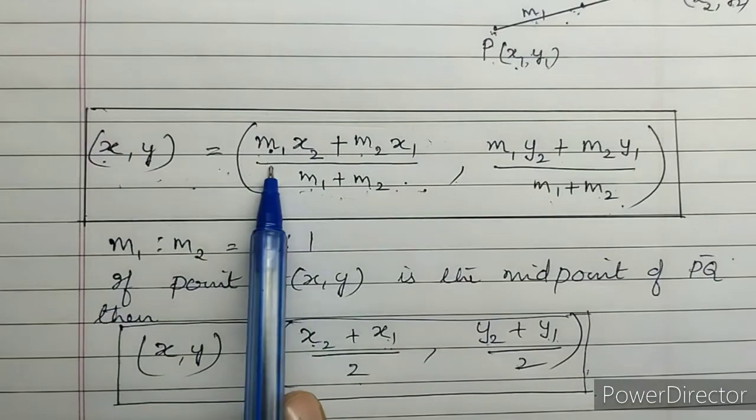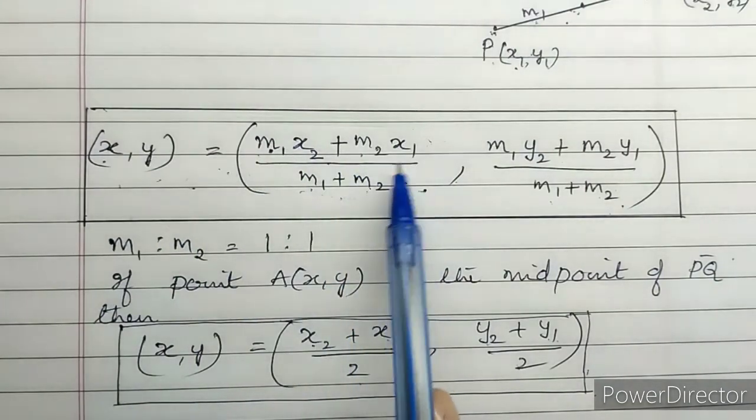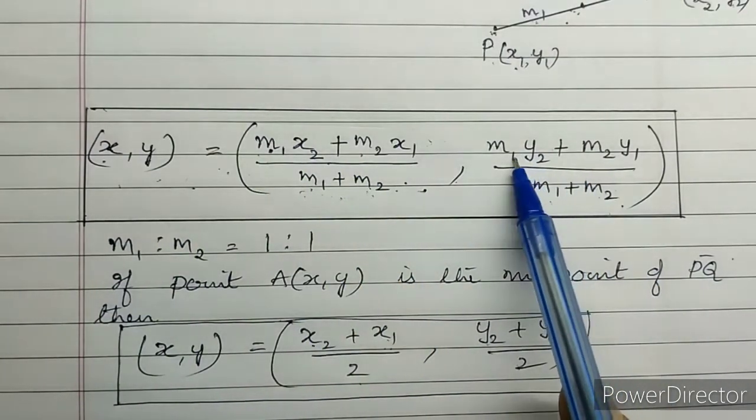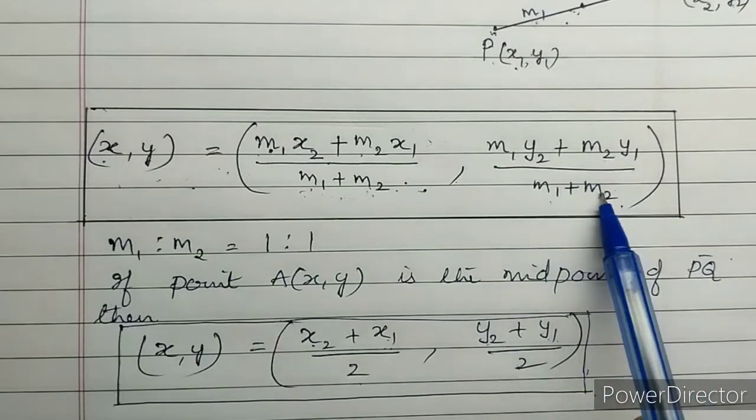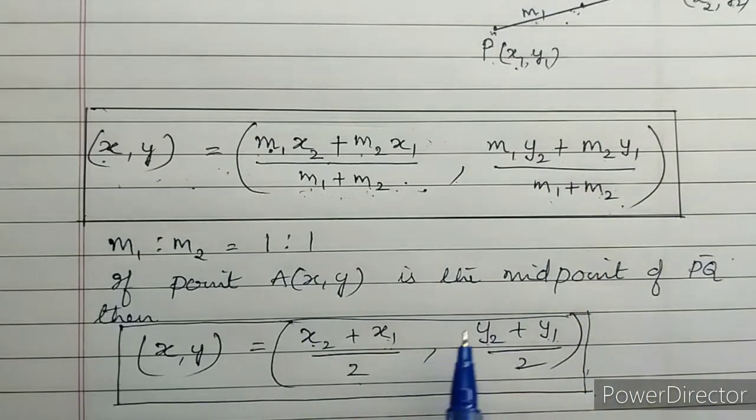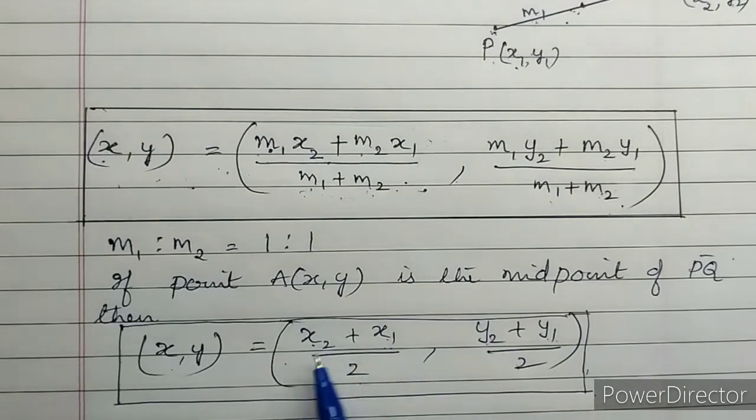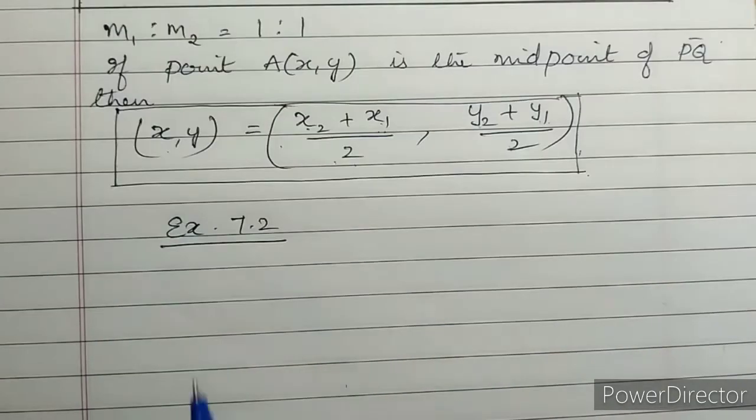(x, y) is equal to (m1 x2 plus m2 x1) by (m1 plus m2), (m1 y2 plus m2 y1) by (m1 plus m2). If it is midpoint, (x, y) equals ((x1 plus x2) by 2, (y1 plus y2) by 2). So both formulas you should learn. Now we will start off exercise 7.2.